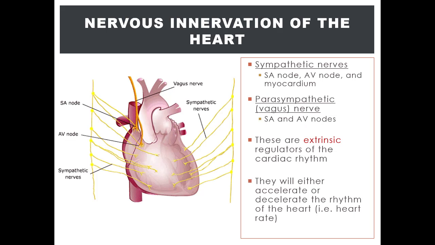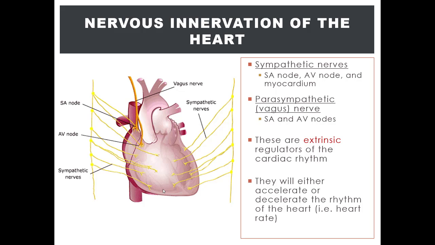Now here we have a simple illustration of the sympathetic and parasympathetic nerves and where they innervate the heart. The sympathetic nerves innervate the SA node, the AV node, as well as the myocardium. This means the sympathetic nerve not only increases SA node as well as AV node activity to increase heart rate, it also stimulates the cardiac muscle directly in a way that increases the force of their contractions.